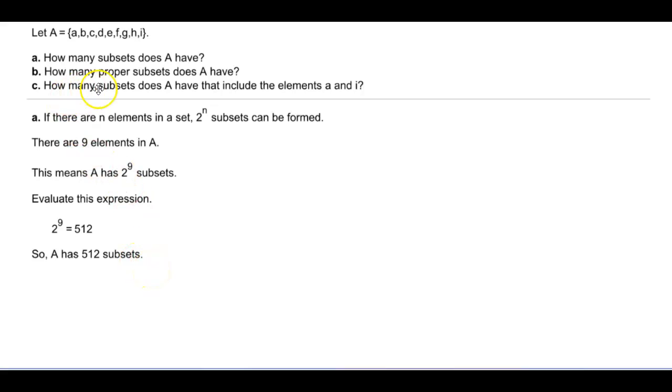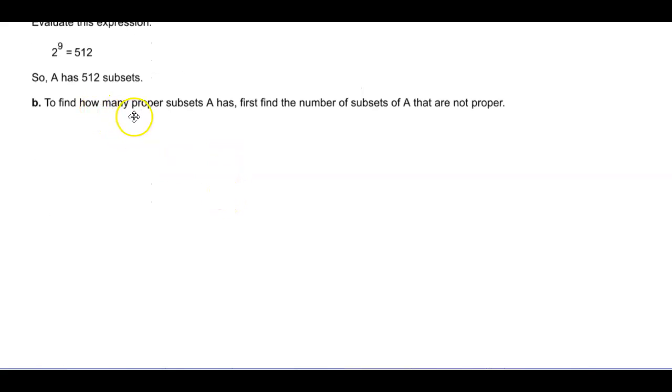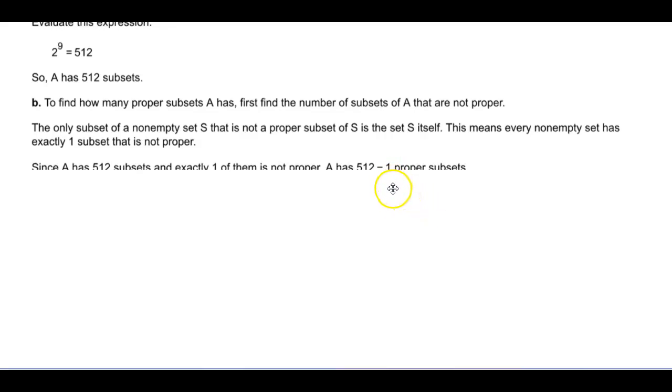Now for part B, it says, how many proper subsets does A have? Now, to find how many proper subsets A has, we first find the number of subsets of A that are not proper. The only subset of a non-empty set S that is not a proper subset of S is the set S itself. This means that every non-empty set has exactly one subset that is not proper.